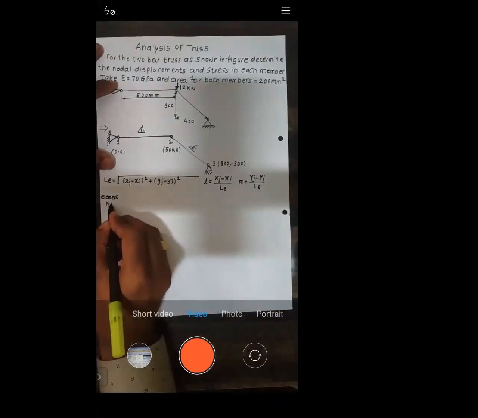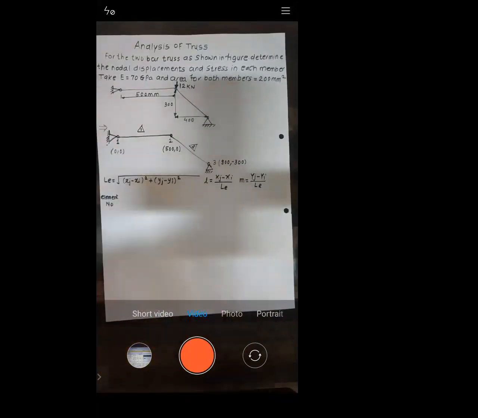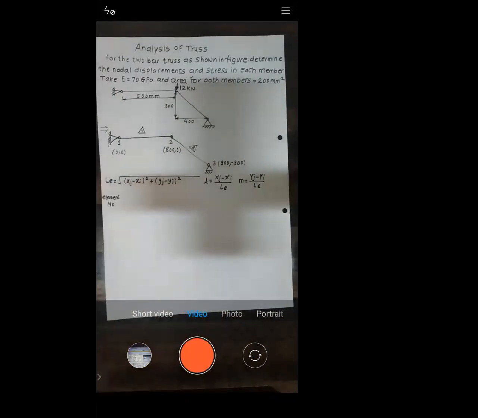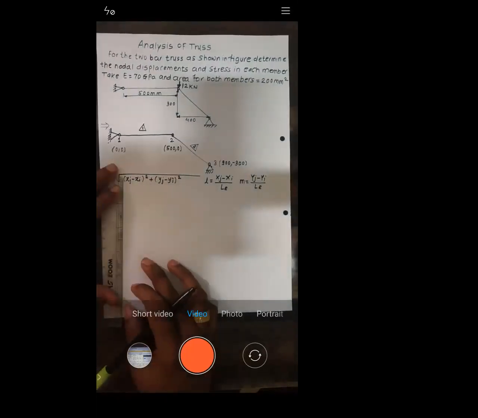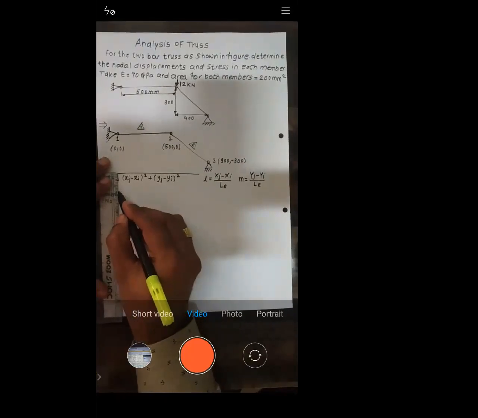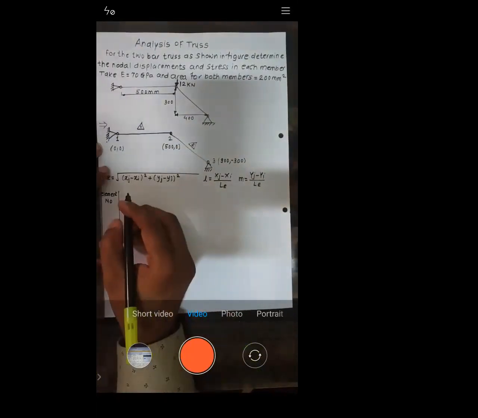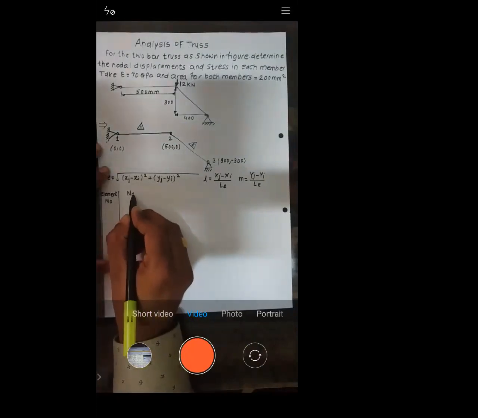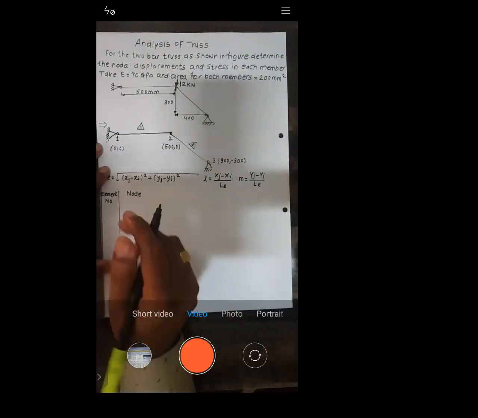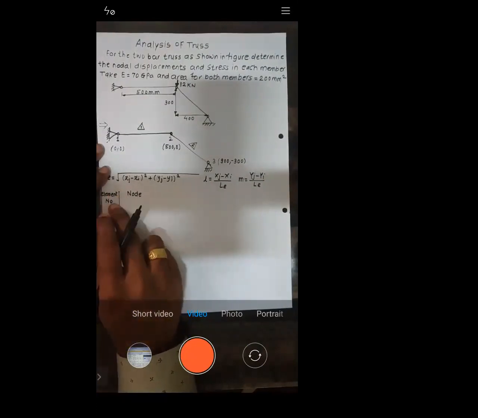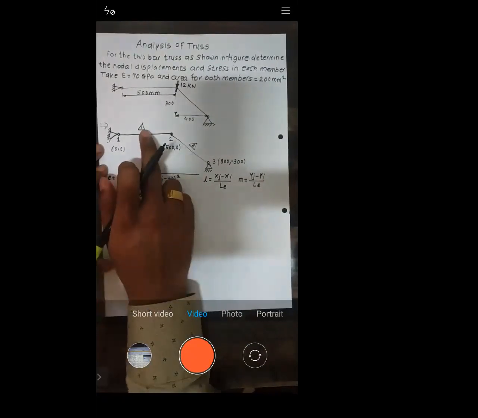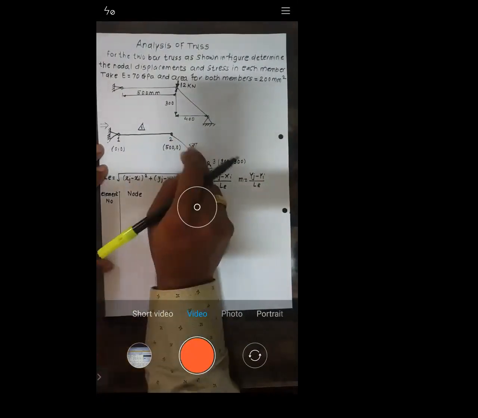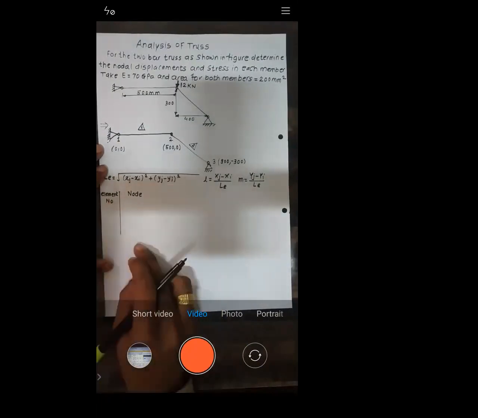First thing, that is element number. Second thing which you have is, if you consider any element, it will be between two nodes, right? So after this element number, what we have is those nodes. If you consider any element, it will be between two nodes. If you see element number 1, it is between 1 and 2. If you see element number 2, it is between 2 and 3. So every element will be between two nodes.